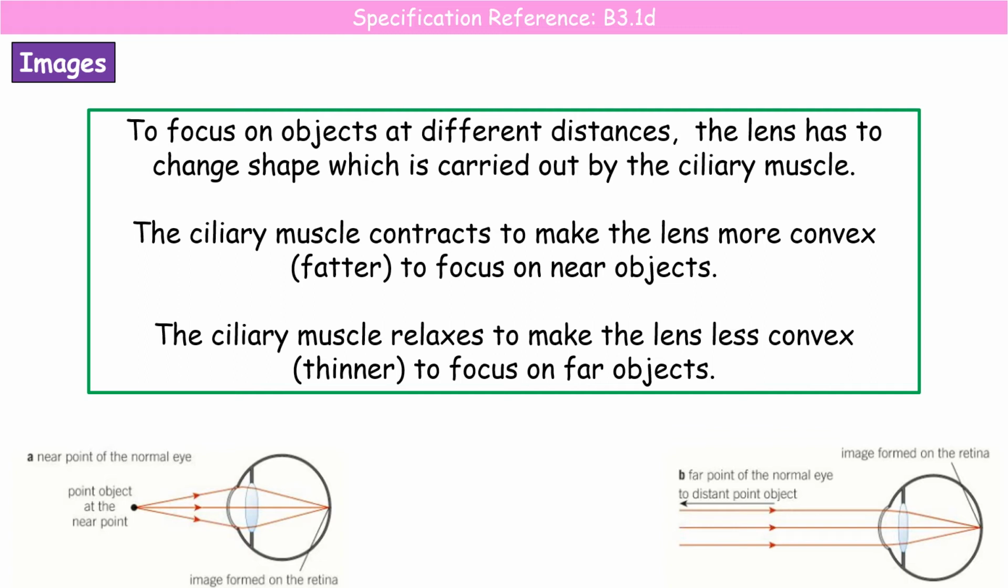So remember, near objects, ciliary muscle contracts, lens is more convex, and then the opposite is true for far away. So realistically, learn one, and then you know that the opposite is true for the other.